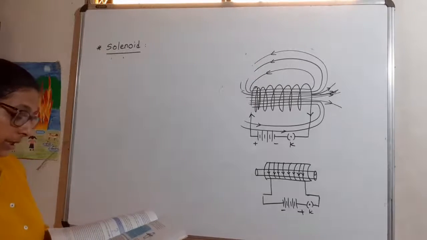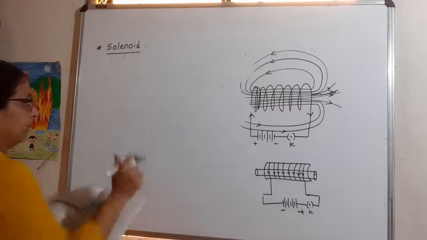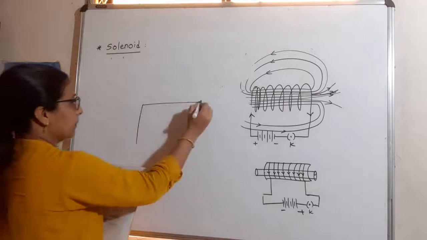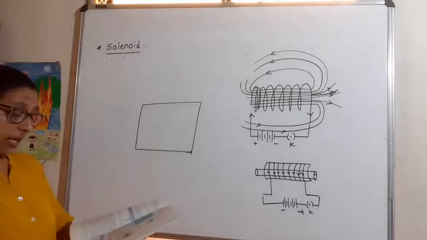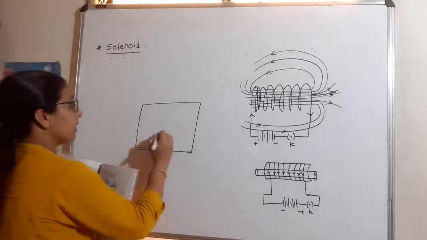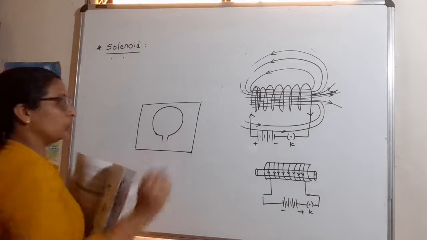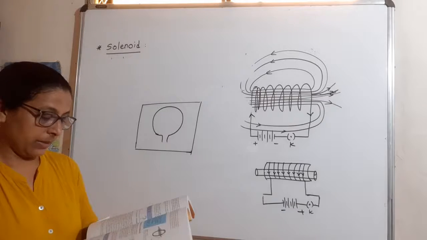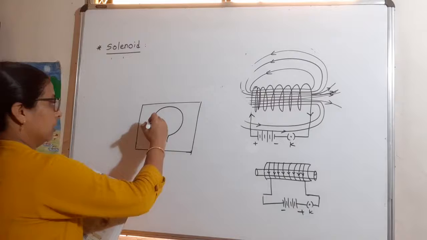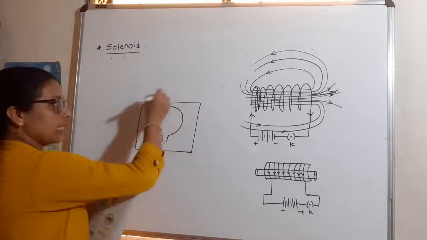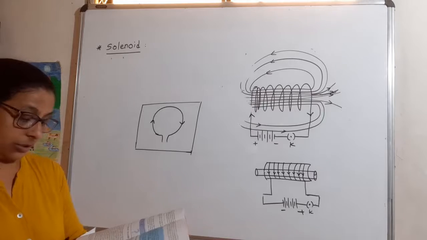Now consider a circular loop of wire lying on the plane of table. Suppose this is a plane of table. एक ये टेबल का टॉप है. Then circular loop of wire is here. This is circular loop of the wire. Let the current pass through the loop in clockwise direction. So this is clockwise direction. So this is the current direction.